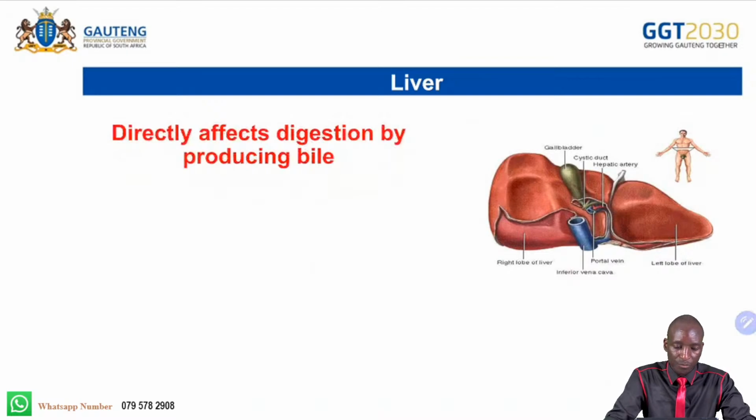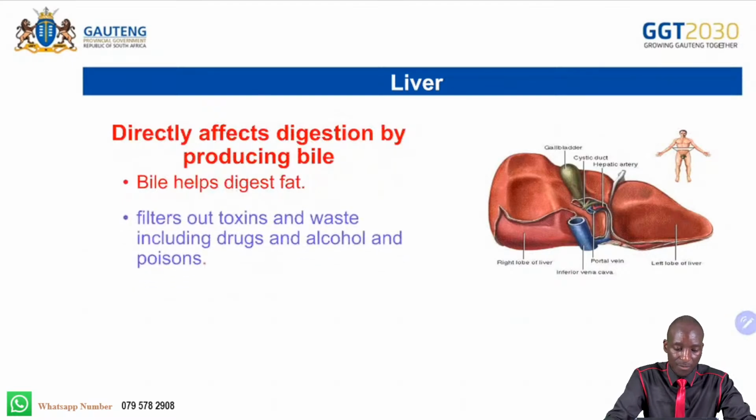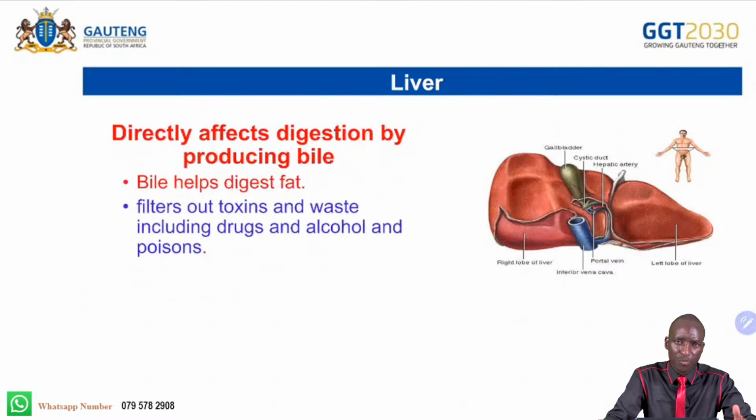Now bile, which is produced by the liver, helps to digest fat. And also the liver is the one responsible for filtering out toxins and waste, including drugs and alcohol and poisons. So whenever we eat poisonous food, the liver is the one which purifies the toxins and removes the poison from our food that we eat or from whatever we drink.